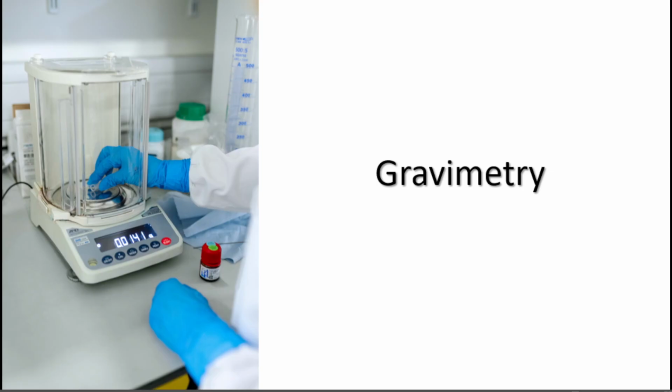Gravimetry. Gravimetry is a fancy term you probably haven't heard before, but it's a method where we perform precipitation reactions and measure the mass of the product. It doesn't sound too difficult, but the technique is all about getting a good quality precipitate and taking careful mass measurements along the way.